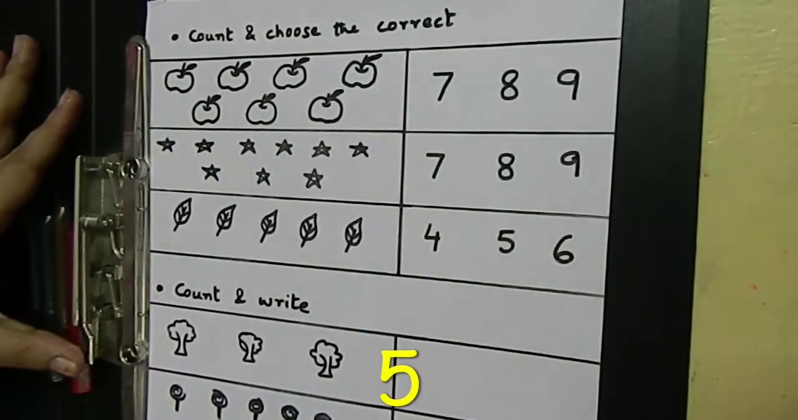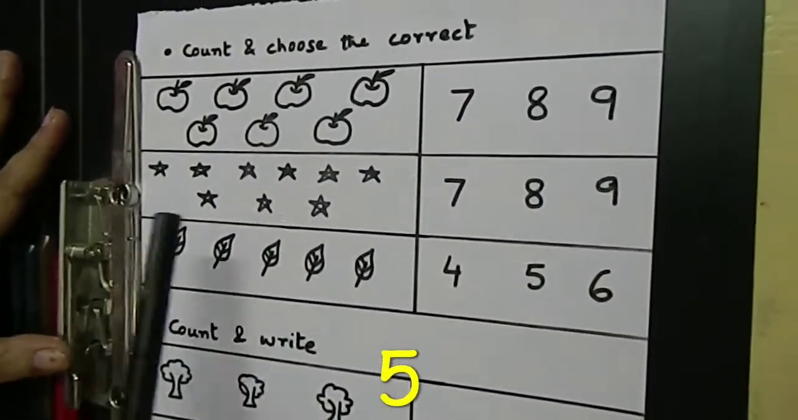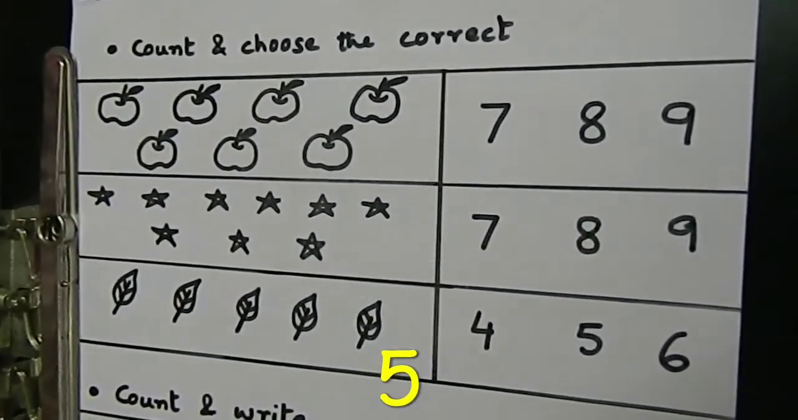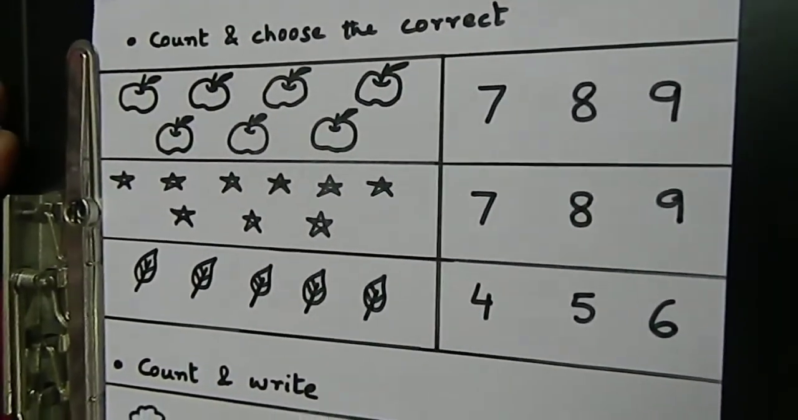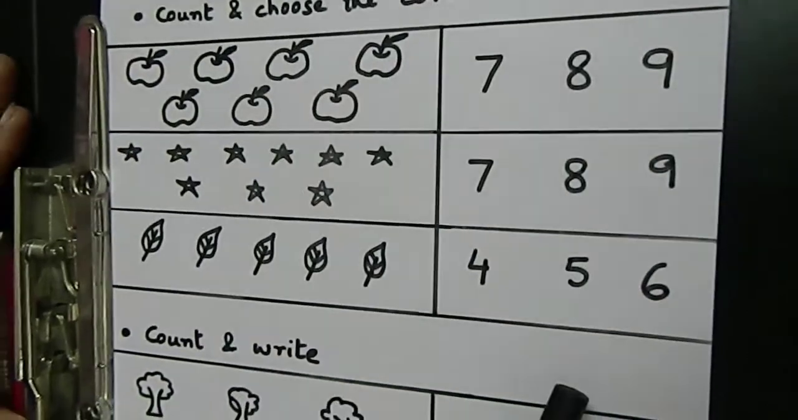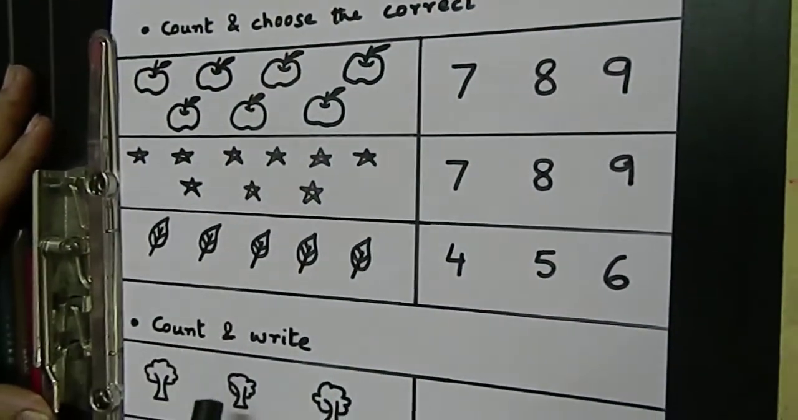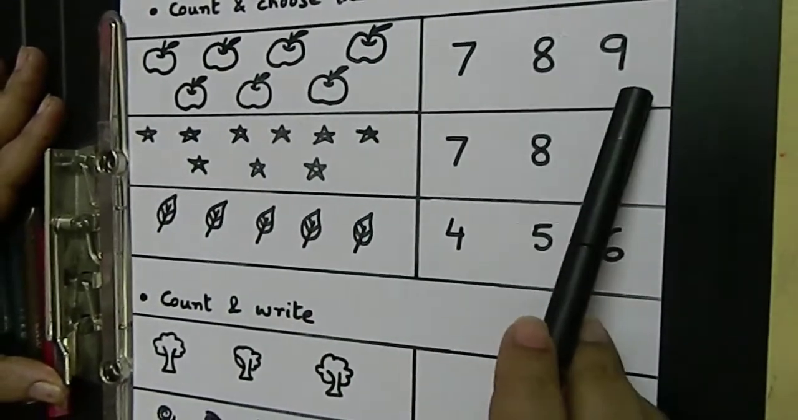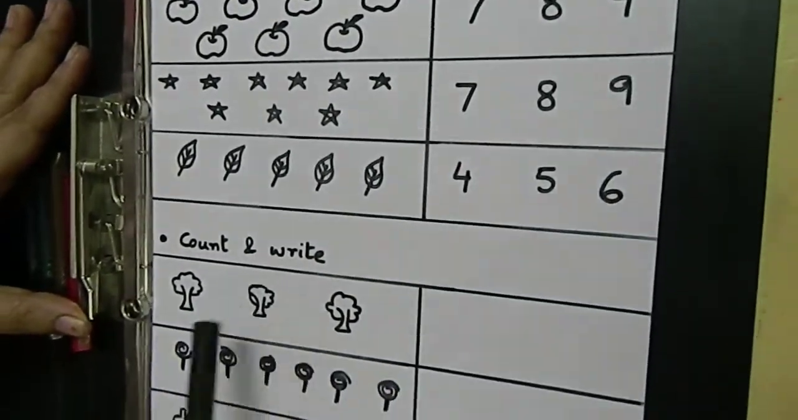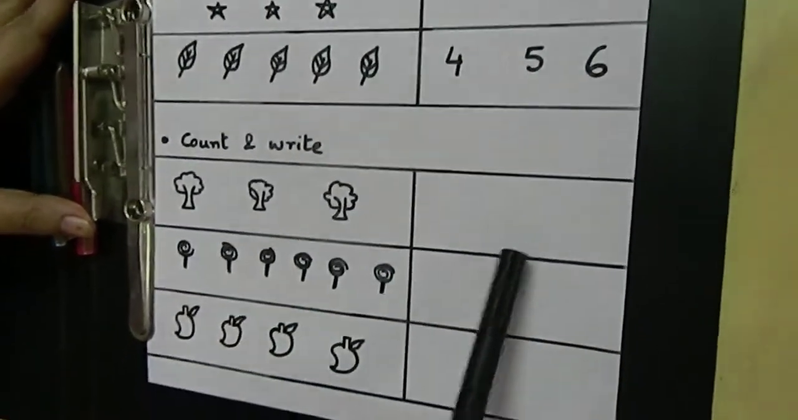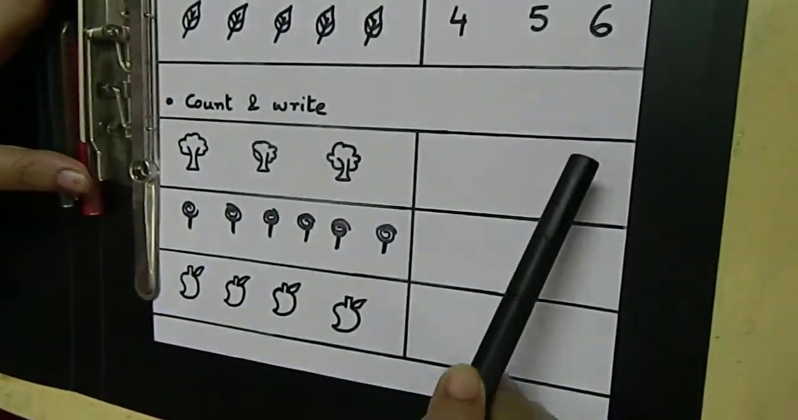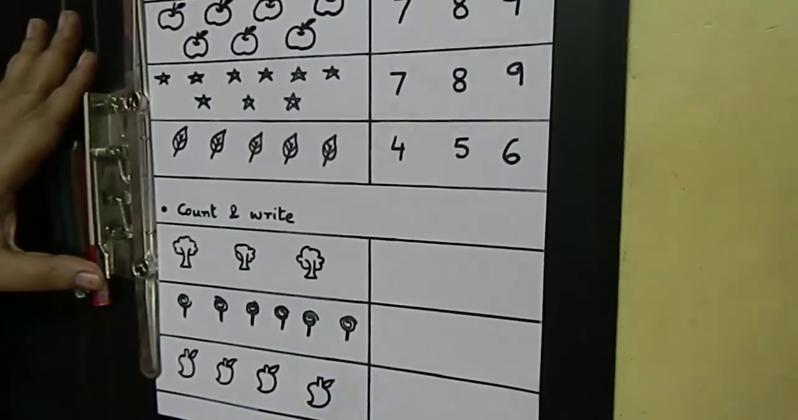Friends, counting numbers or counting objects and writing them can be demonstrated through many kind of interesting worksheets. This is the first one of them, where they have to count the number of objects I have drawn and select the one which is the correct. Here they have to just count and write the numbers. You can also ask them to color the objects.